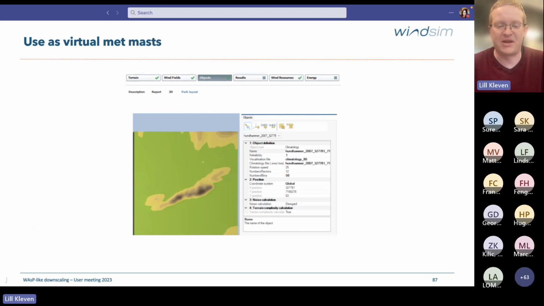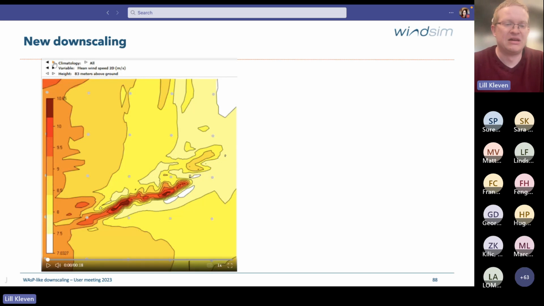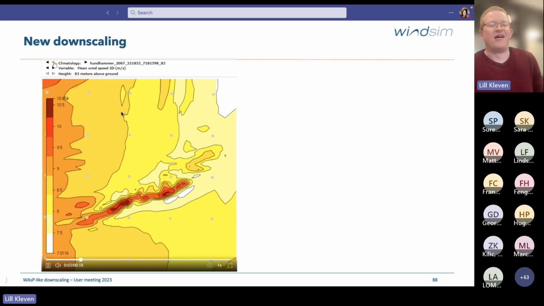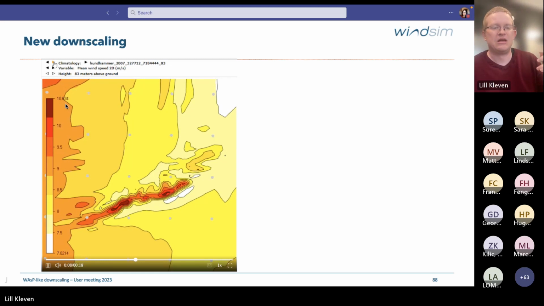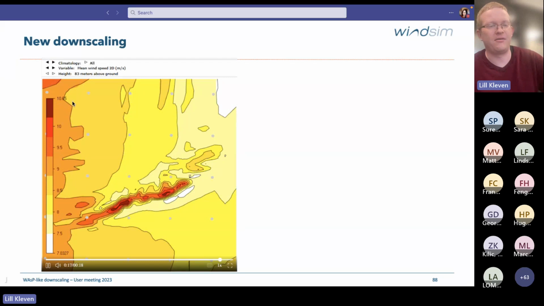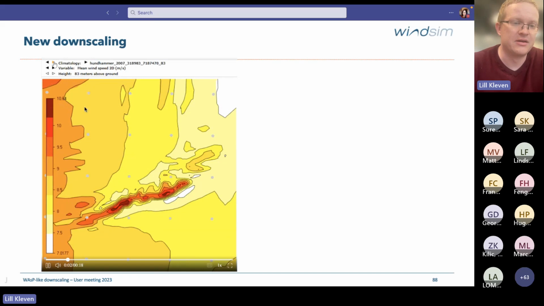And because you have the time series of the microscale wind, you can then use them directly as an input and just print them in a TWS file and import them in the objects module. So now with the new downscaling, when you look at the maximum or the minimum wind speeds, you will see that they are much more in line. I'm now looping over the different virtual met masts. Let's take the animation again.